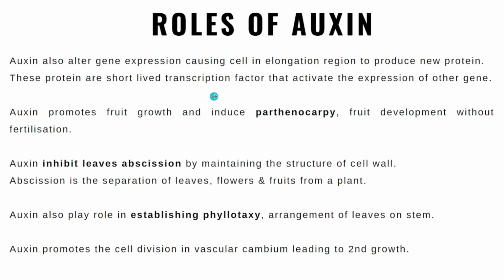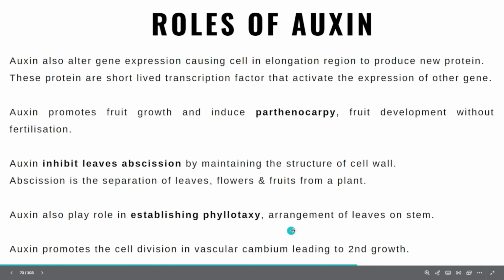So of course, auxin also has other roles. It can alter gene expression, causing cell elongation, activating transcription factors and other genes, and promote fruit growth, induce parthenocarpy, which is fruit development without fertilization, inhibit leaf abscission, establish phyllotaxy, the arrangement of leaves on the stem, and promote cell division leading to secondary growth.